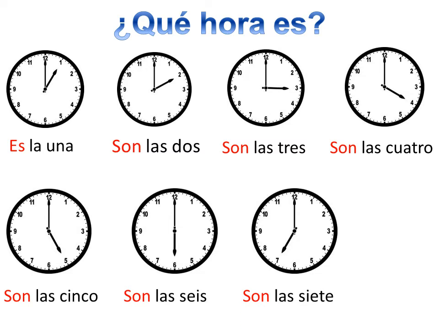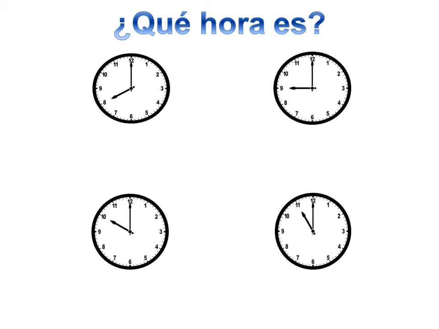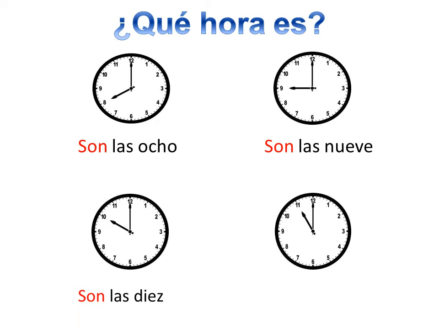I don't know if you can see a pattern here, but the only one of these times that we'll use es la is 1 o'clock. Okay? Everything else you will use son. Moving on. 8 o'clock is son las ocho. 9 o'clock, son las nueve. 10 o'clock, son las diez. And 11 o'clock is son las once.